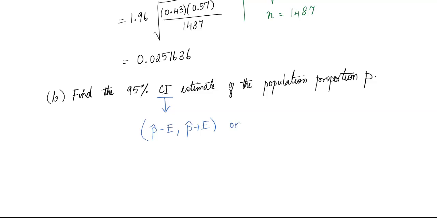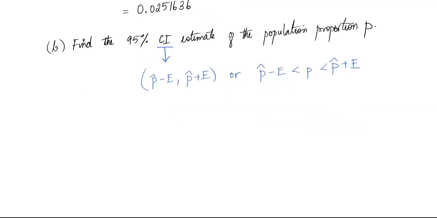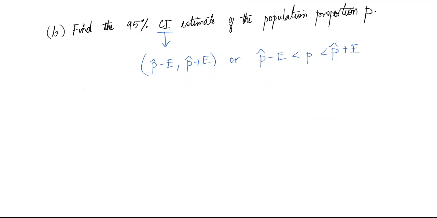But if you wrote it in the mathematical inequality notation, it was p hat minus e less than p less than p hat plus e. Again, please be aware of what your assignment wants you to do, how it wants you to present, and present it accordingly. So for our interval calculation, we need p hat and e. P hat is 0.43, right? That's in the problem. We just found e to be that big number. Keep it as it is. If they asked you to round it, then you can round it accordingly. So p hat and e are these.